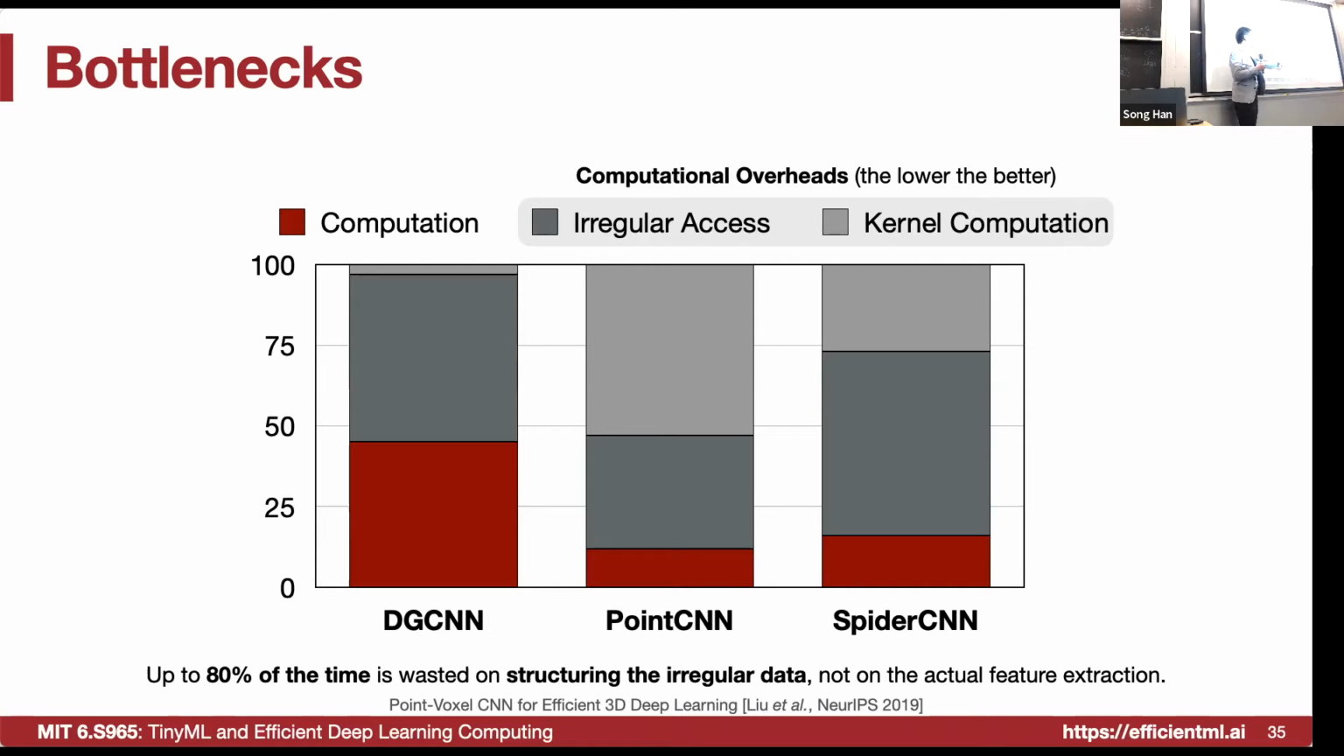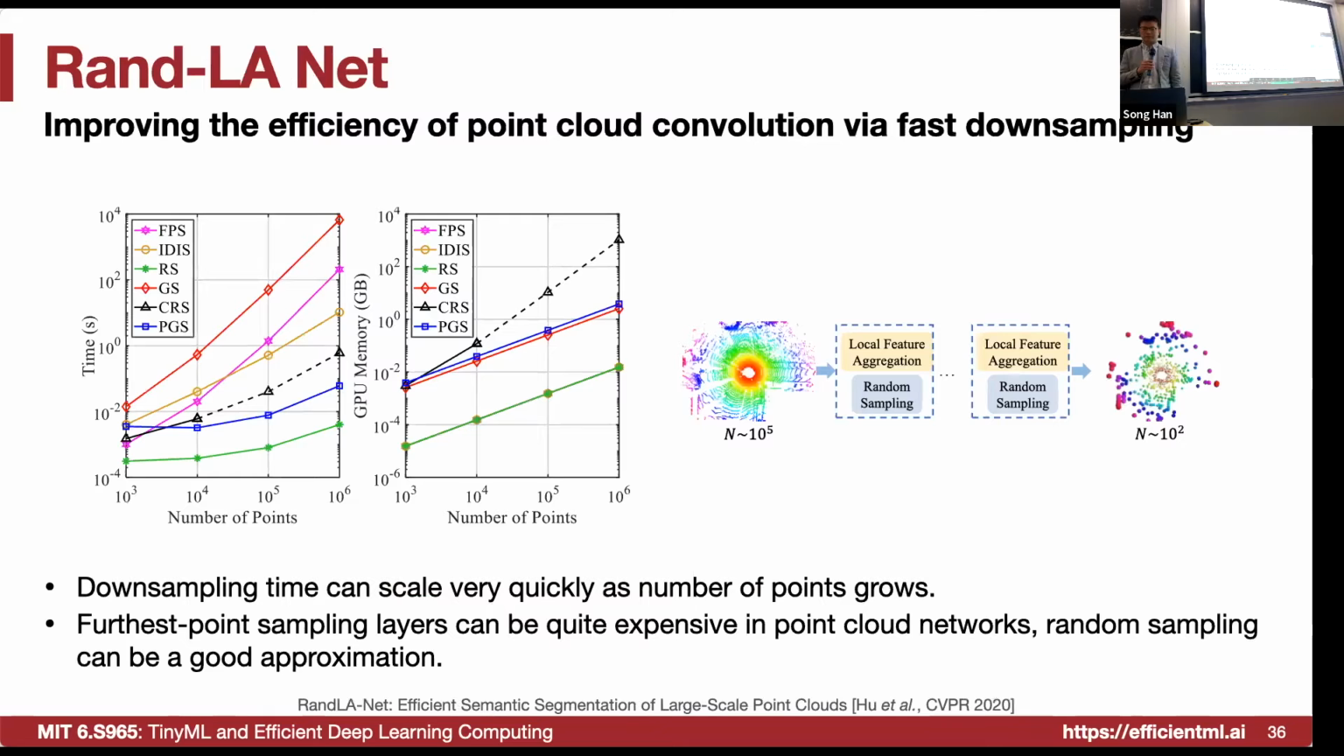In PointCNN, only a very small portion, maybe 1/8 of the computation, is actually arithmetic operations. The remaining 7/8 is wasted on irregular memory access and kernel computation. There's another line of work trying to improve the efficiency of point cloud processing via fast downsampling. But the downsampling time itself can scale very quickly as the number of points grows.